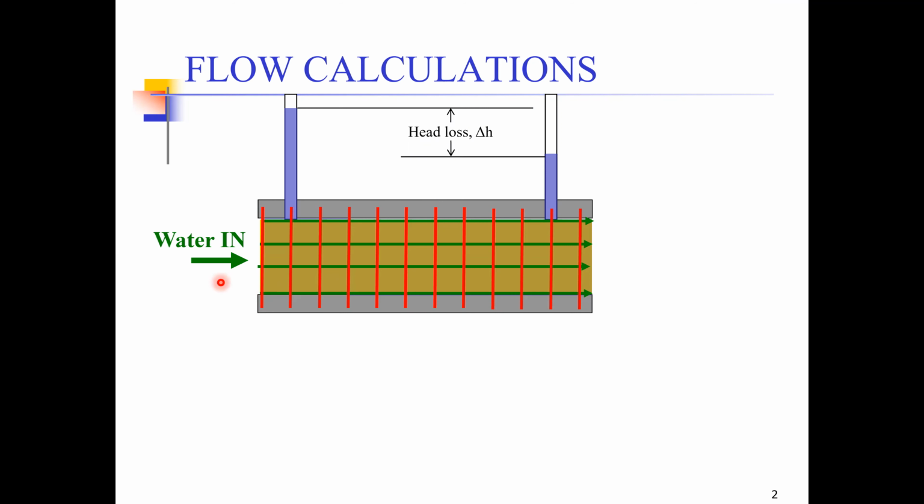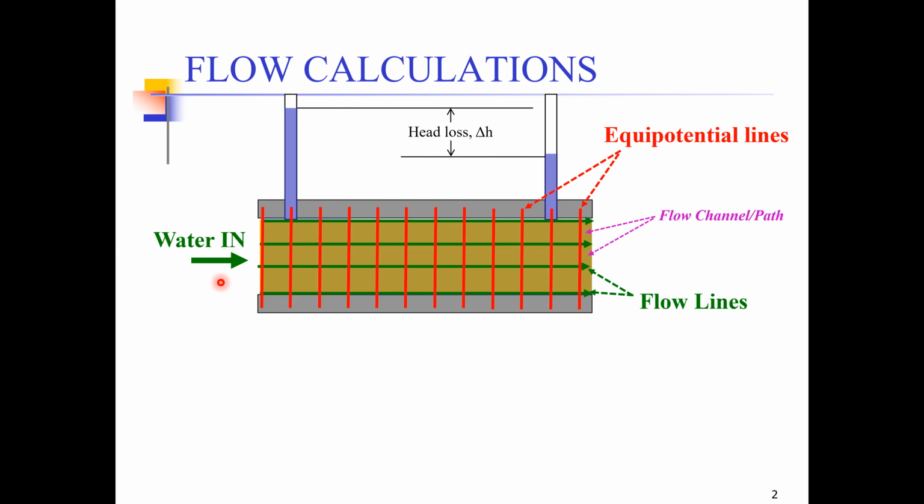Now the flow nets that we studied last time consist of two basic components, the flow lines and the equipotential lines, where the flow lines are represented by green lines and the equipotential lines by red lines. We also studied that the space between two flow lines is known as a flow channel or a flow path, whereas the space between two equipotential lines is represented by a potential drop or an equipotential drop.